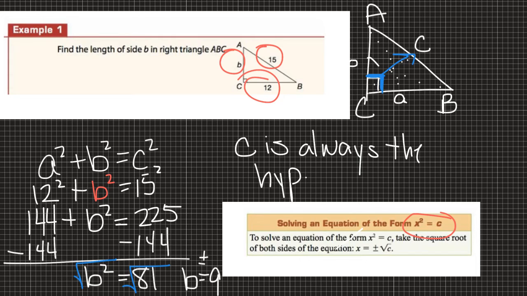However, that is not going to be forever. When you get to algebra 2, you're going to bring those negatives back in. So remember, the square root of 81 is plus or minus 9.